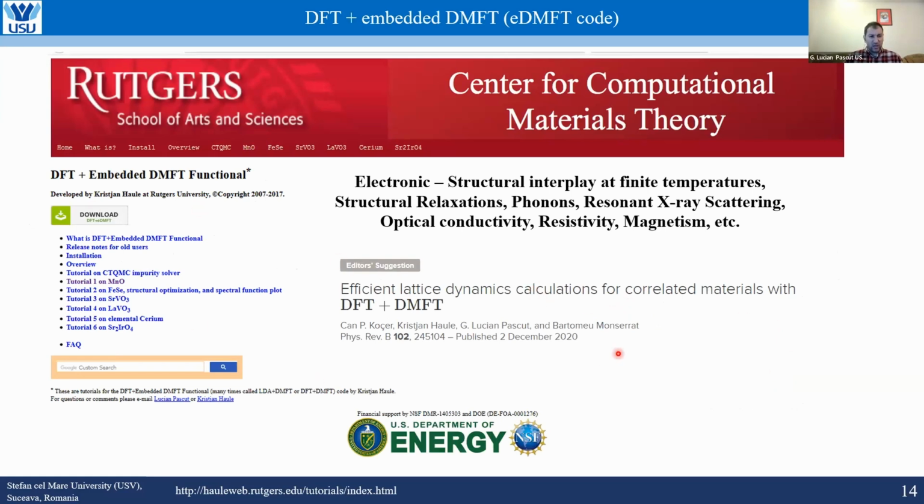This is the webpage of the code. We have some tutorials here, and we are doing summer schools about this. If somebody has questions, you can contact us. You can do structural relaxation, finite temperature, or study the electronic structural interplay, and phonons, thanks to Bartholomew Monserrat at Cambridge Engineering. It also handles optical conductivity, resistivity, magnetism, quite a lot of things.